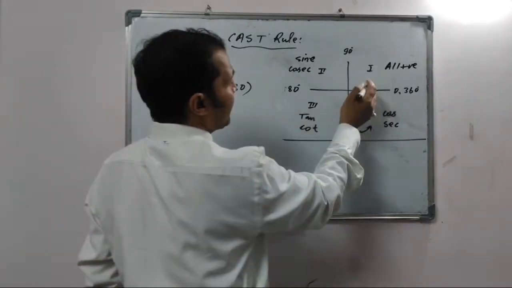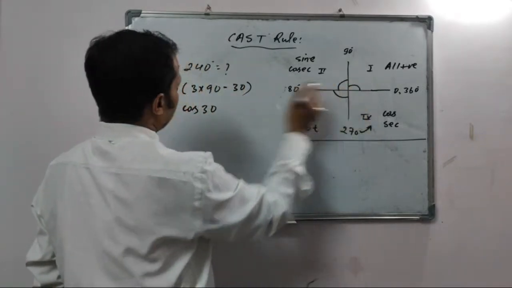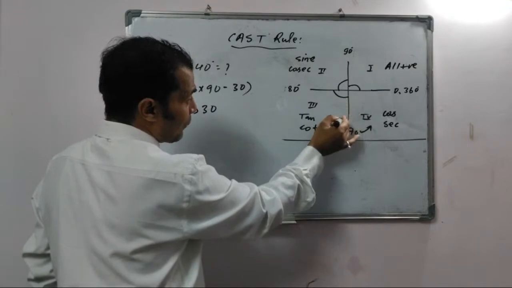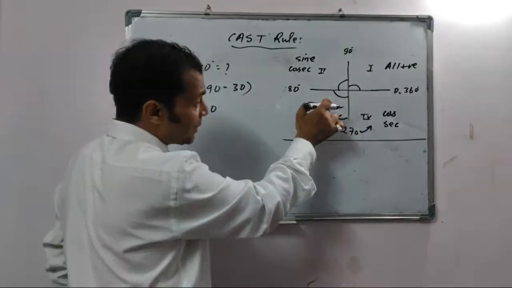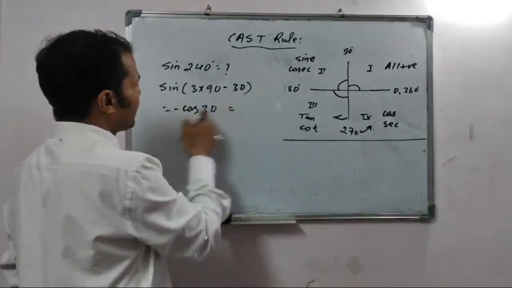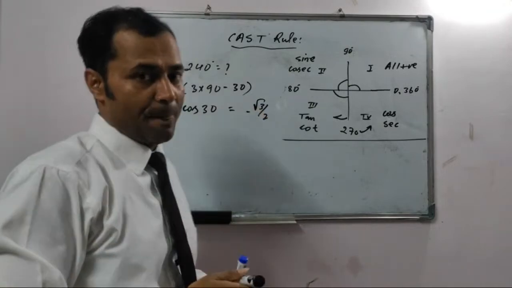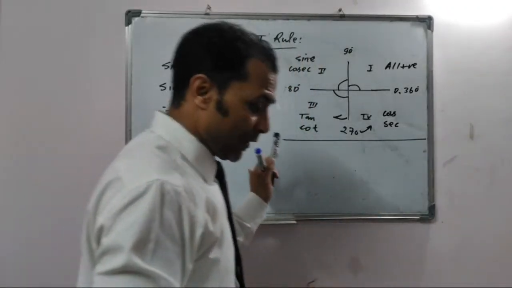But now check, in which quadrant does it lie? 3 times 90 is 270, so this is the border. And you are coming backwards in the same direction, so it's in the third quadrant. In the third quadrant, sine is negative, so minus. And the value of cos 30 is root 3 by 2, so it's minus root 3 by 2. It's very simple, guys, there is no problem.